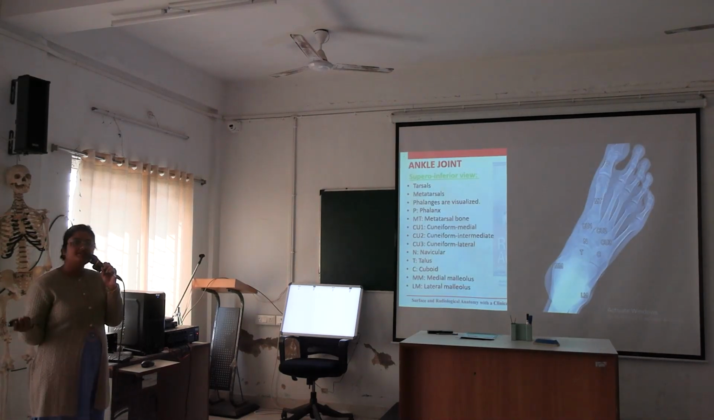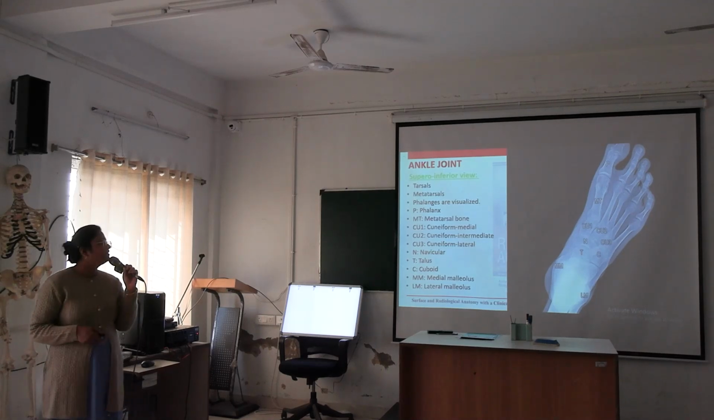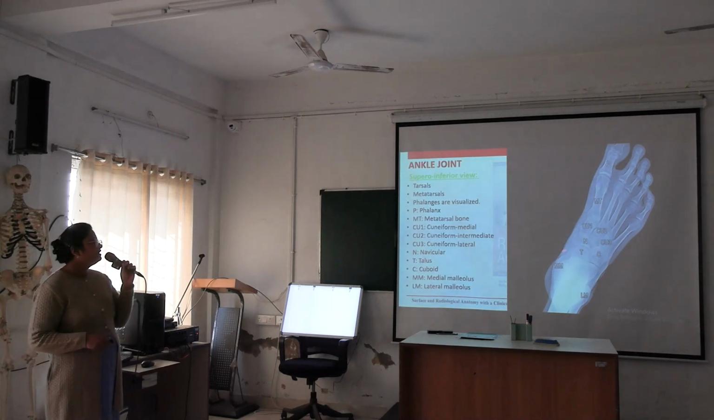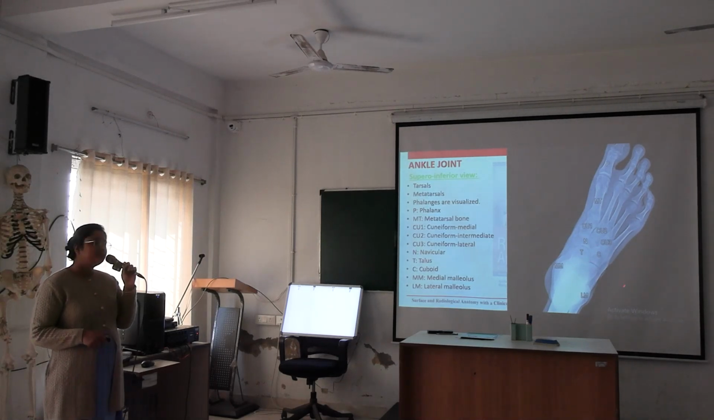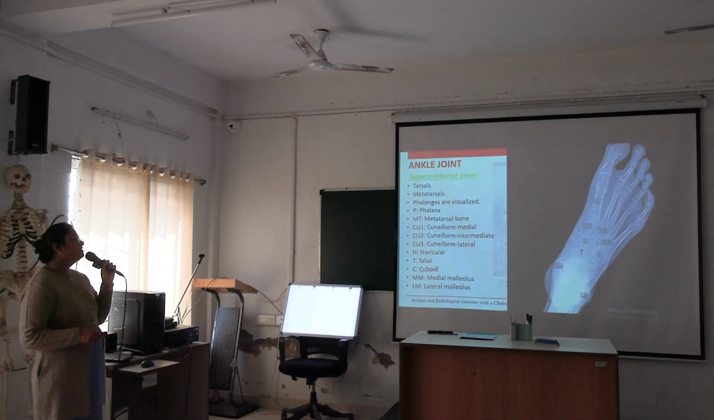Okay, so we have discussed hip joint. After that knee joint, next we go to ankle joint. Ankle joint, this is supero-inferior view. Okay, this part is the ankle joint. You can see the tarsals. Here are the tarsals. These are the metatarsals and these are the phalanges. Okay, MT is metatarsal, P is phalanges. Here these are the cuneiforms. Medial, intermediate, lateral cuneiform. N is the navicular in front of head of talus.